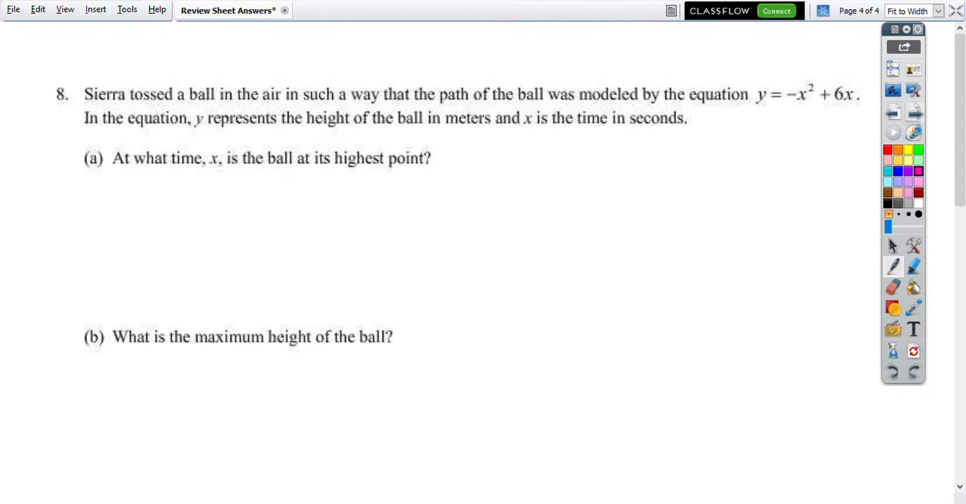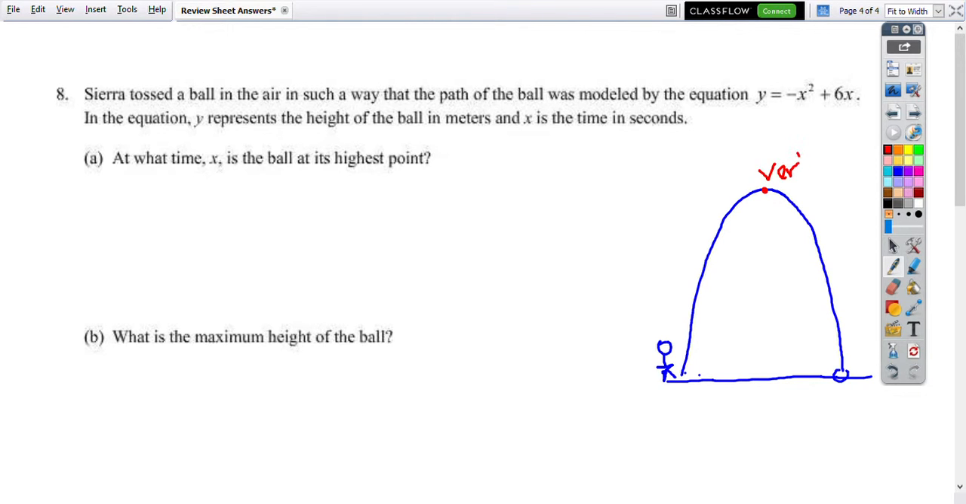All right, last one. Sierra tossed the ball up in the air. We talked about this in class today. There's the path that it takes until it lands back on the ground. So when is it at its highest? Remember, it's at the highest point at the vertex, at the turning point right there, okay?